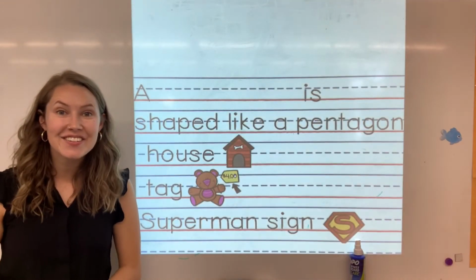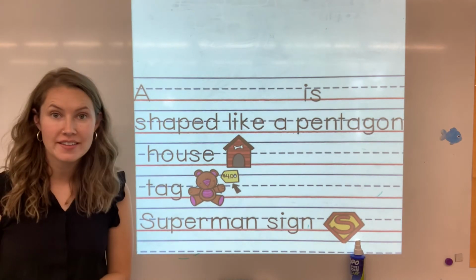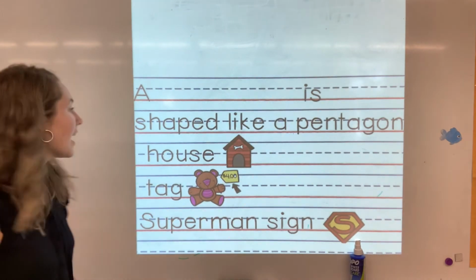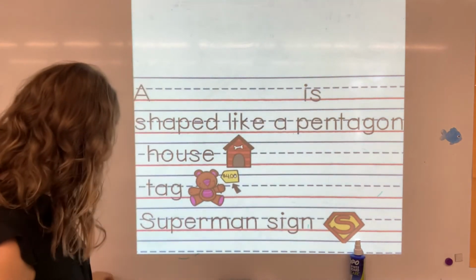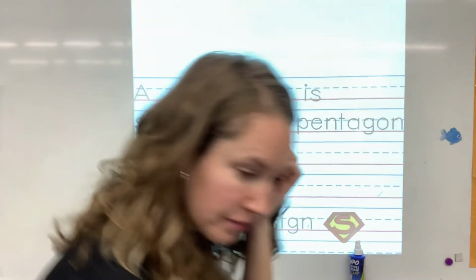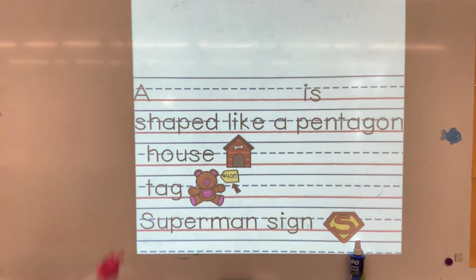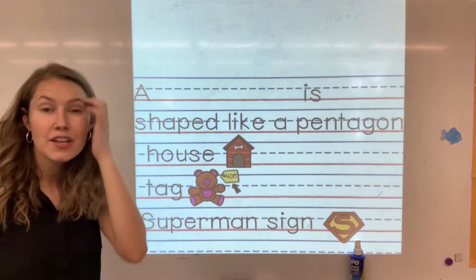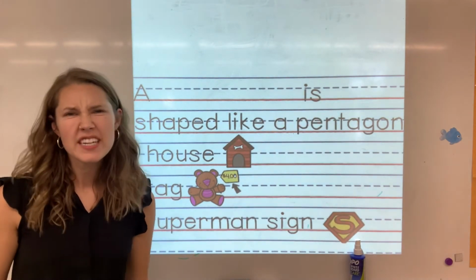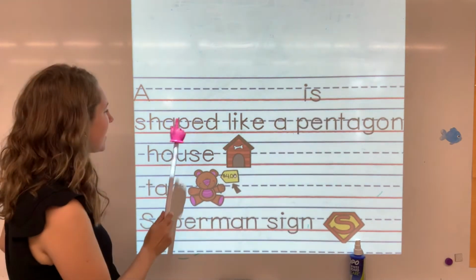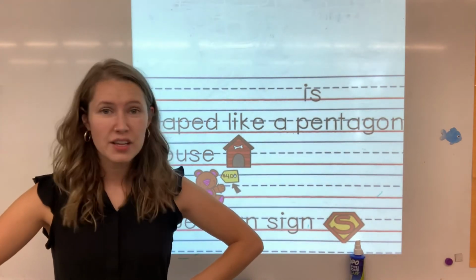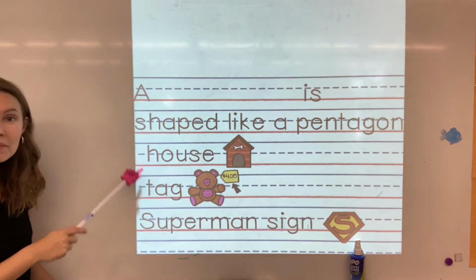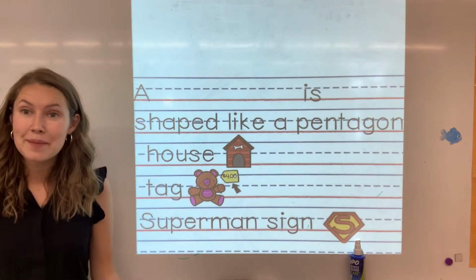Okay, so today in our journal, we're going to be writing about pentagons. We did this yesterday in our morning meeting, and I gave you a sentence to start with here. I'm going to read it to you. A blank is shaped like a pentagon. So you're going to start with that sentence. I wanted to give you this sentence because pentagon and shaped are kind of hard words that we might not use all the time, so I wanted to make sure that you know how to spell them. And then I gave you some of the things that we found that were shaped like pentagons.